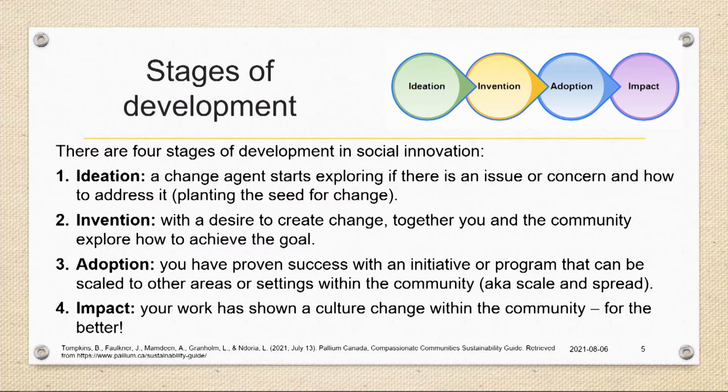And then the last piece, or the last stage, is obviously the impact. And that's where you start to see a change in culture in your community, and hopefully for the better.